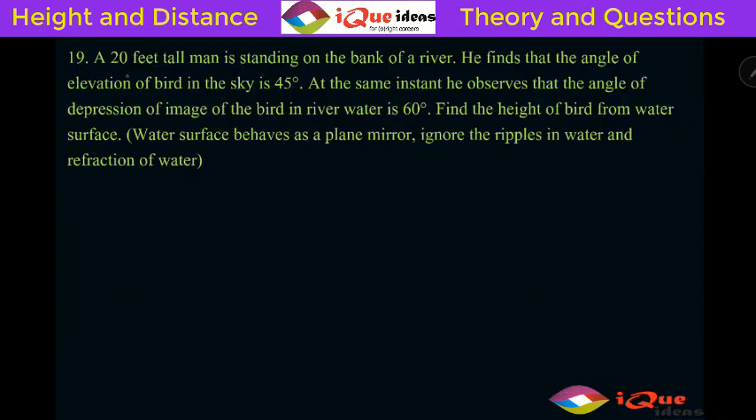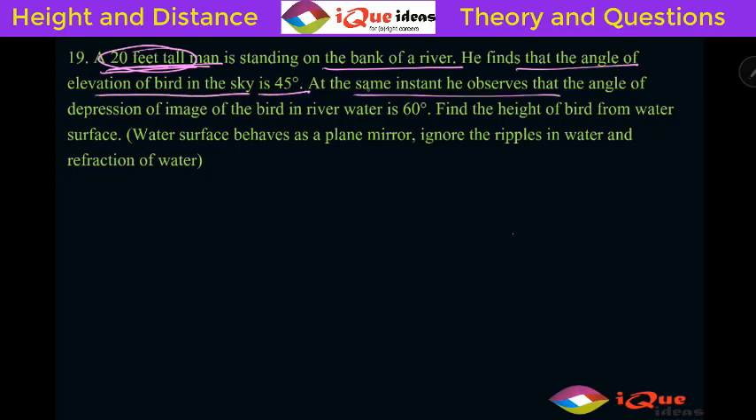Now this question says a 20 feet tall, okay. Don't worry, if it is given 20 feet tall man, you have to take it. So whether it is practically possible or not, don't worry about it. Is standing on the bank of a river, he finds that the angle of elevation of a bird in the sky is 45 degree. At the same instant, he observed that the angle of depression of image of bird in the river water, right? So we have to take the bird and the image at the same time is 60 degree.